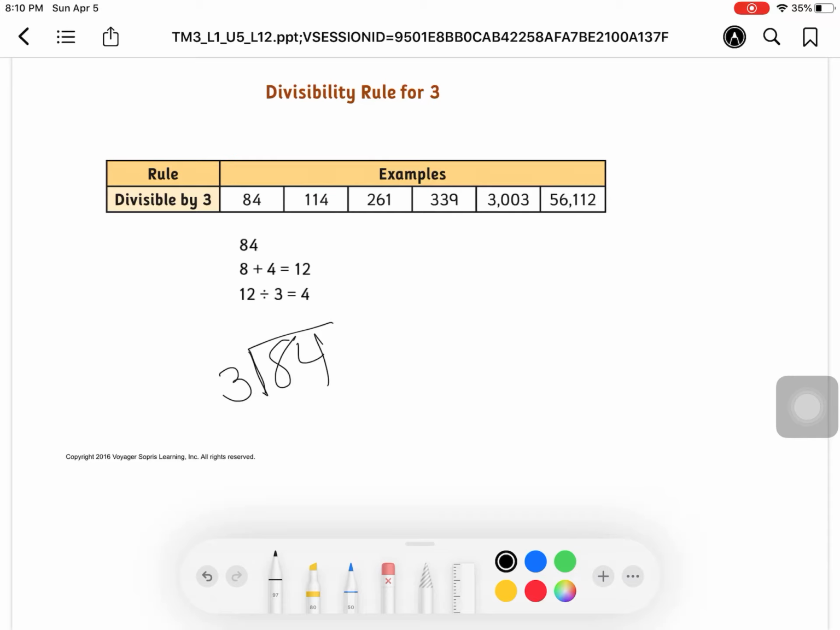3 will go into 8 2 times. 3 times 2 is 6. I subtract. I have 8 and I'm taking away 6, and that gives me 2. And I bring down my 4. So now I have to ask myself how many 3s will go into 24. Well, I know 3 times 8 is 24. So I subtract, 4 minus 4 is 0, 2 minus 2 is 0. So 3 will go into 84 28 times. So it will go in there evenly, okay?